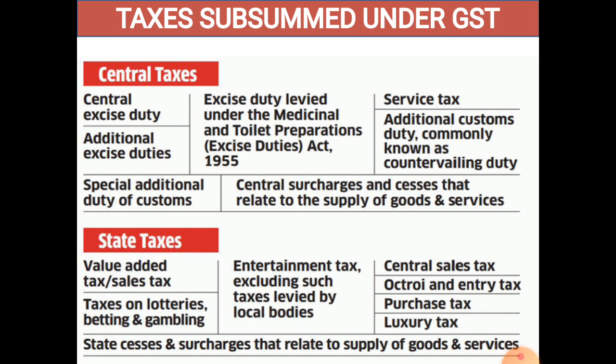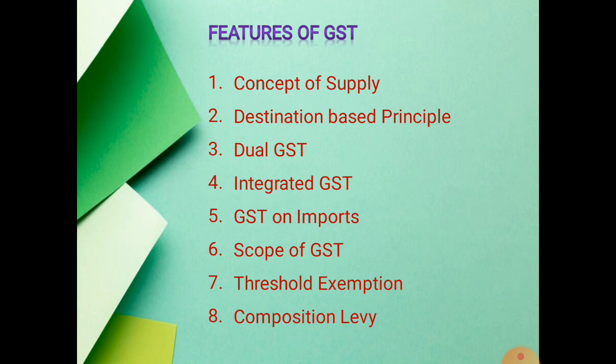The taxes levied and collected by the state government were subsumed under GST, such as state VAT, entry tax and octroi duty, luxury tax, entertainment tax, taxes on advertisements, state surcharges and cesses relating to goods and services, purchase tax, tax on betting, lottery and gambling. Next, we see the features of GST.